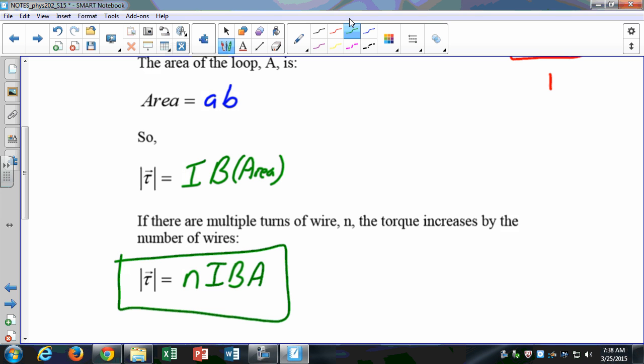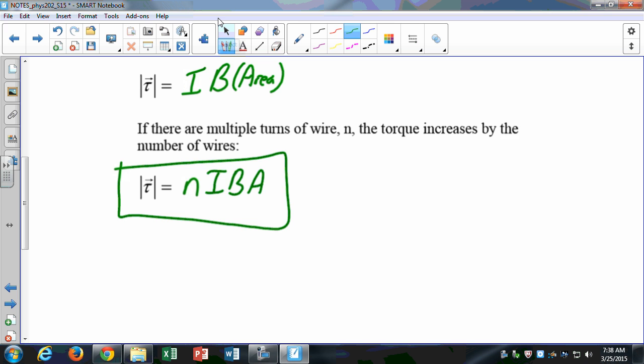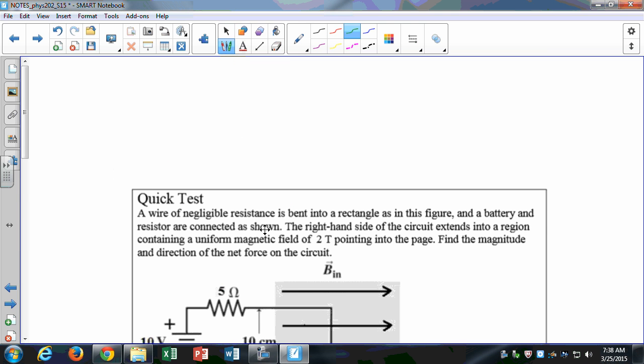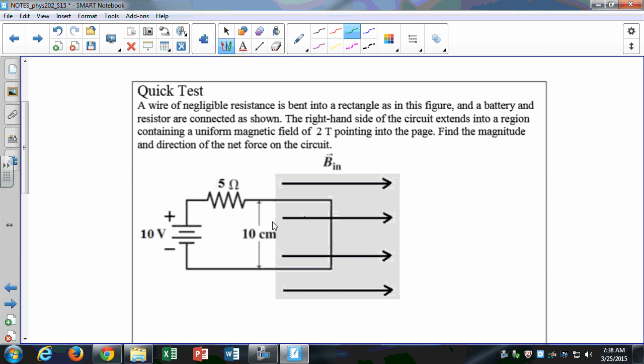All right, let's try this question. Here I have a wire of negligible resistance. It bends into a rectangle, and a battery and resistor are connected. The right-hand side of the circuit extends into a magnetic field here. Find the magnitude and direction of the net force on this circuit. Go ahead, I'll give you a couple minutes head start.